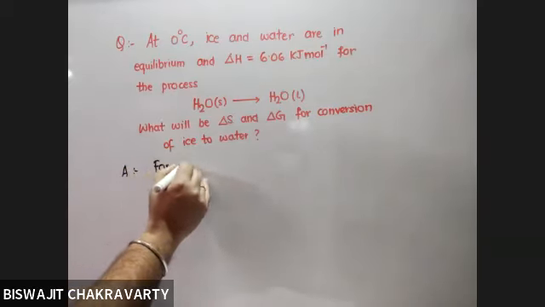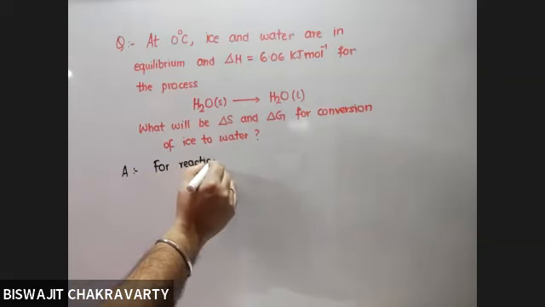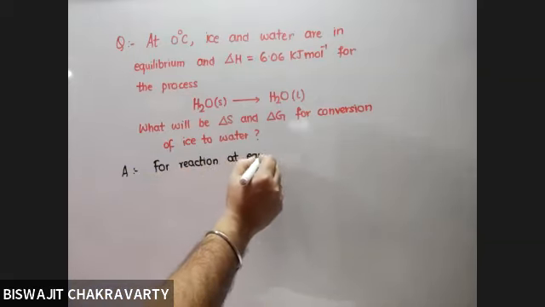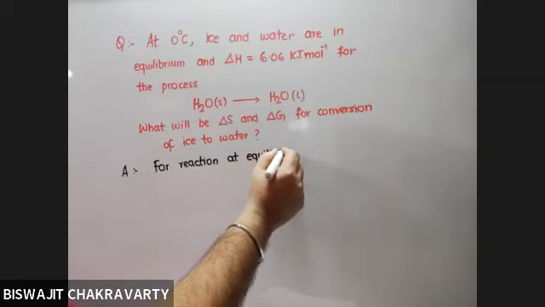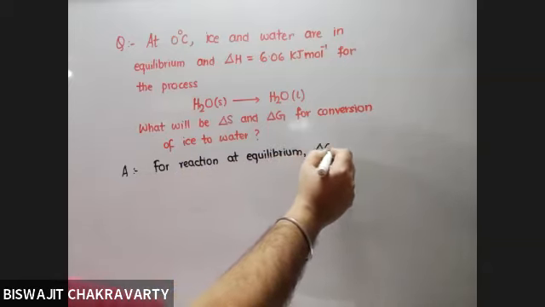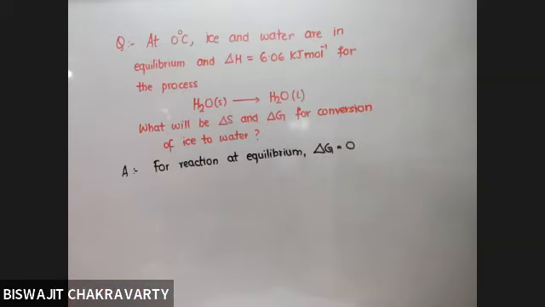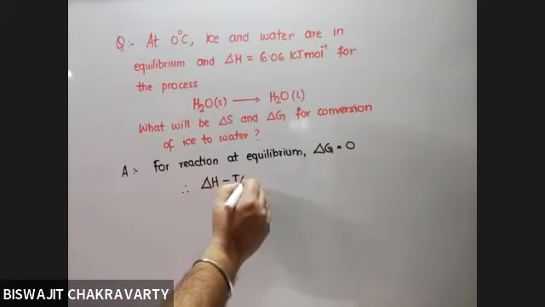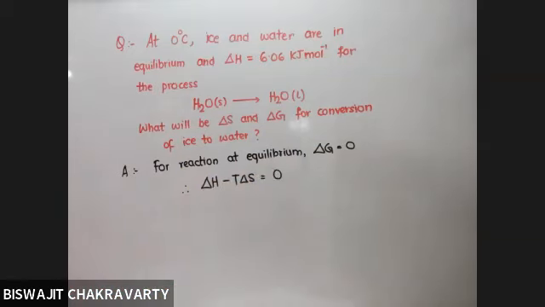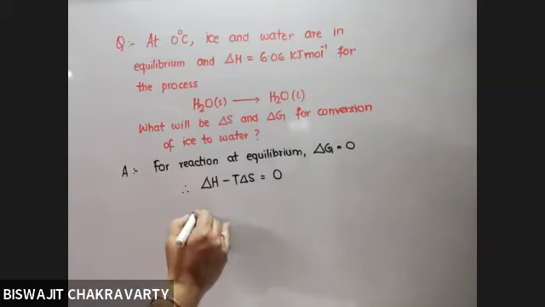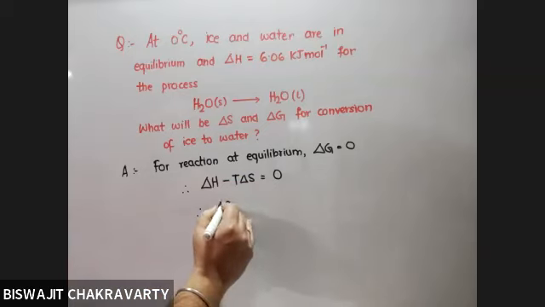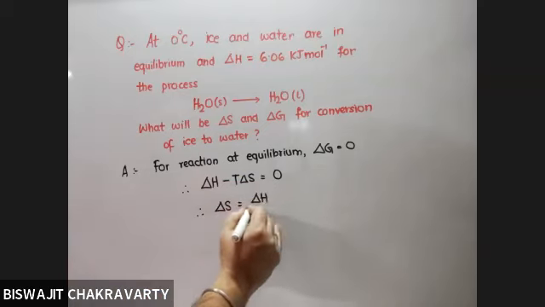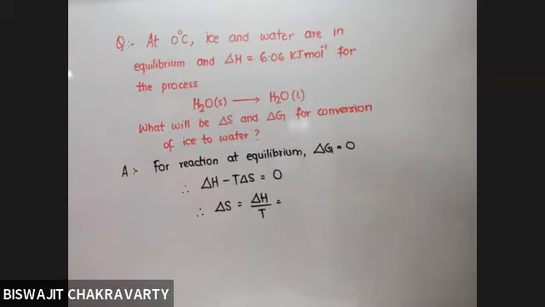For a reaction at equilibrium, delta G is equal to 0. So therefore, delta H minus T delta S is equal to 0. So what you need to calculate is delta S. So therefore, delta S will be delta H by T, or not? Yes.